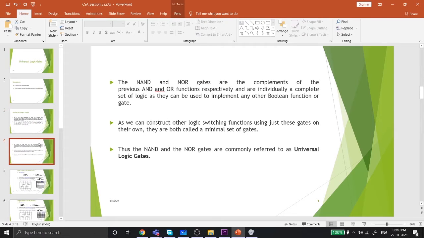The NAND and NOR gates are complements of the previous AND and OR gates. Complement means inverse, the opposite, and they are individually a complete set of logic, as they can be used to implement any other Boolean function or gate. As we can construct other logic switching functions using just these gates on their own, they are called a minimal set of gates. They are also commonly referred to as universal logic gates, and they are called self-sufficient gates because we can create all kinds of gates using them.